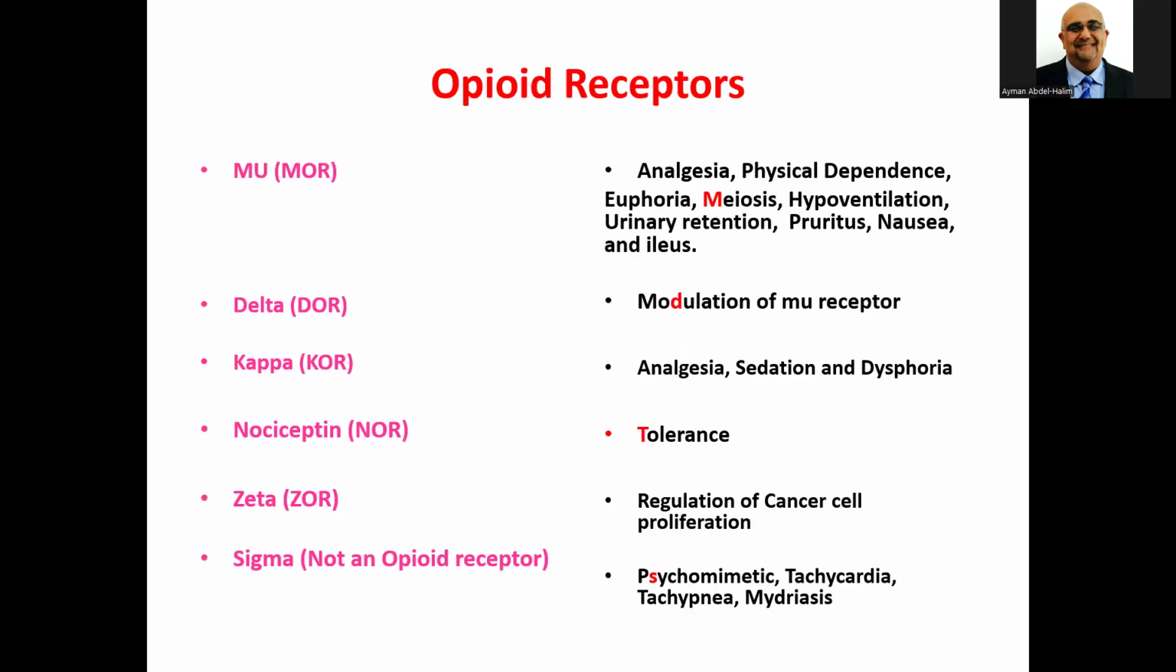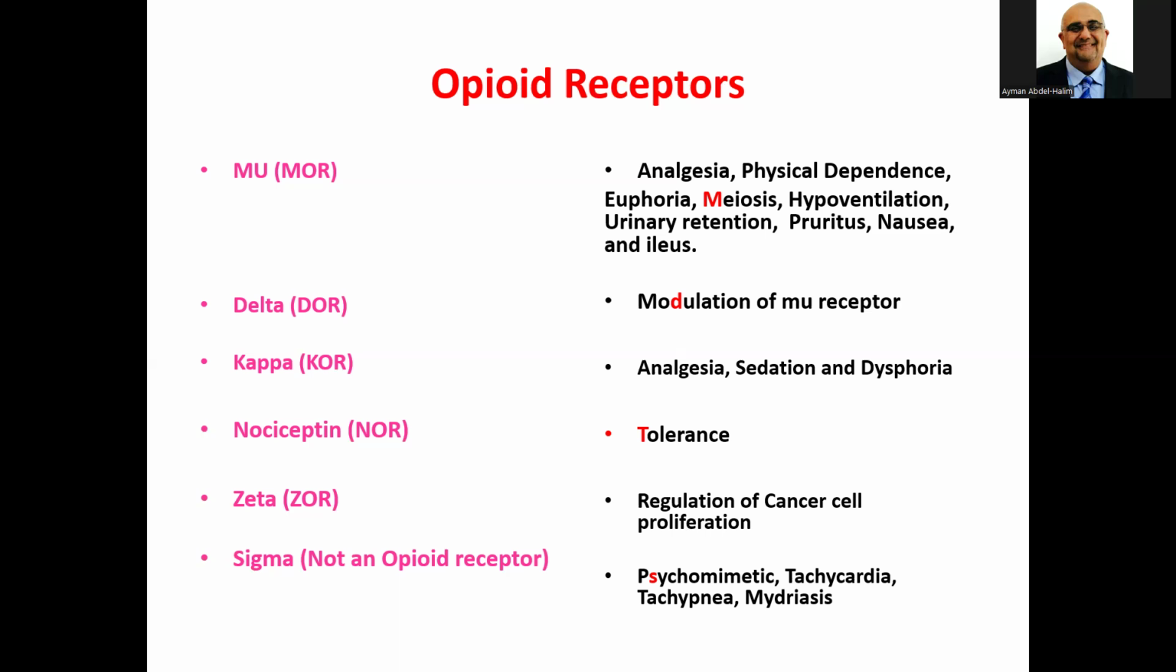Opioid receptors. This is also important. We have mainly the mu, the delta, kappa, nociceptin, and zeta. Sigma is not an opioid receptor. Okay? And this one is stimulated by a drug like ketamine, for example. Nowadays, it's not considered an opioid receptor. So take it off the list. But I had to add it so it gives you some sort of awareness where we are right now.